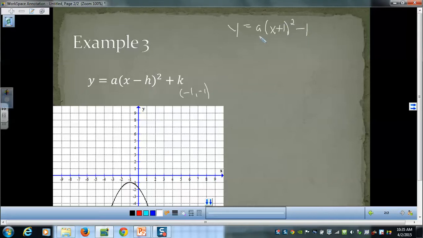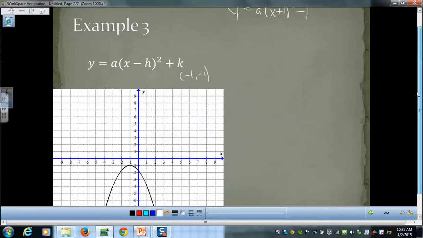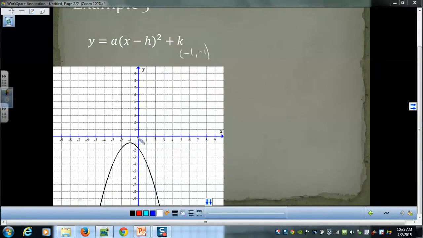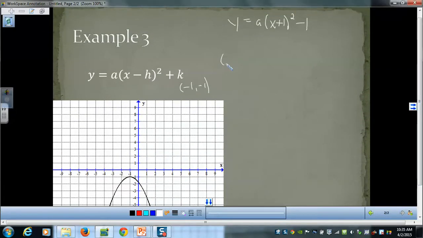All right, so now to solve for our a value, we just need to identify another good corner point. It looks like a good corner point would be 1, -4. So I'm going to plug that in. -4 is my y value, and 1 is my x value.